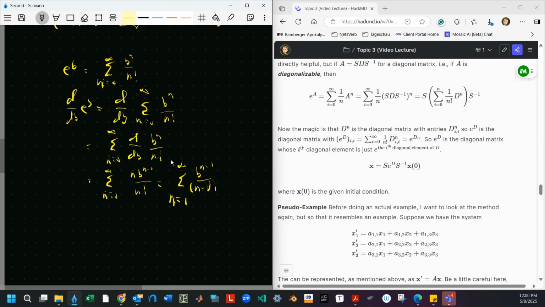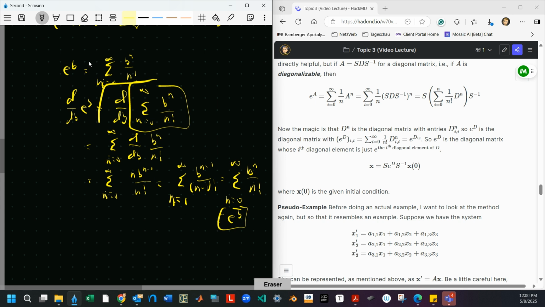Then what I can do is just play with the indices. I subtract 1 here and subtract 1 there, so I get the sum from n equals 0 to infinity of b to the n over n factorial. And what do you know? That's e to the b again, because it's the same expression as what we started with. So I take the derivative of that, and I get back that again.